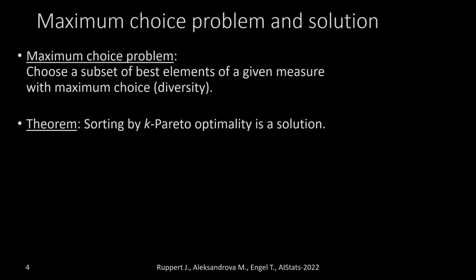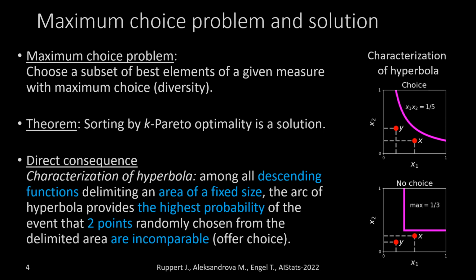We formally prove that sorting by k-Pareto optimality is a solution to the maximum choice problem. That is, it maximizes the choice and thus the diversity of a chosen subset of a predefined measure. As a direct consequence, we obtain a novel characterization of the arc of hyperbola. Among all descending functions delimiting an area of a fixed size, the arc of hyperbola provides the highest probability of the event that 2 points randomly chosen from the delimited area are incomparable or offer choice.